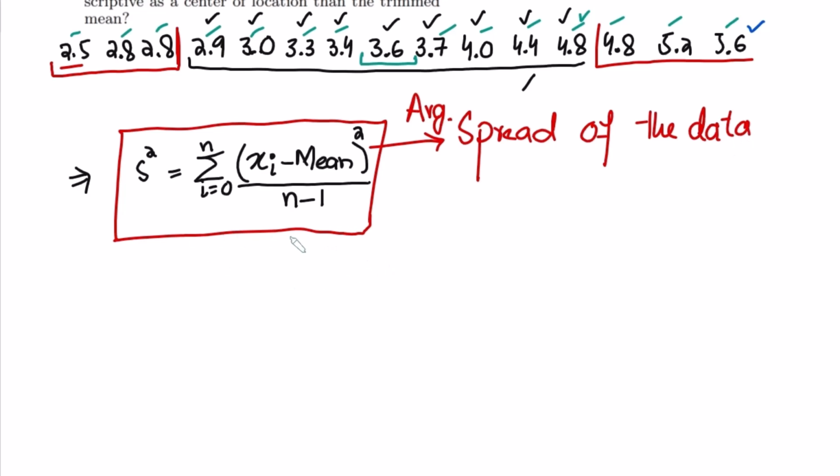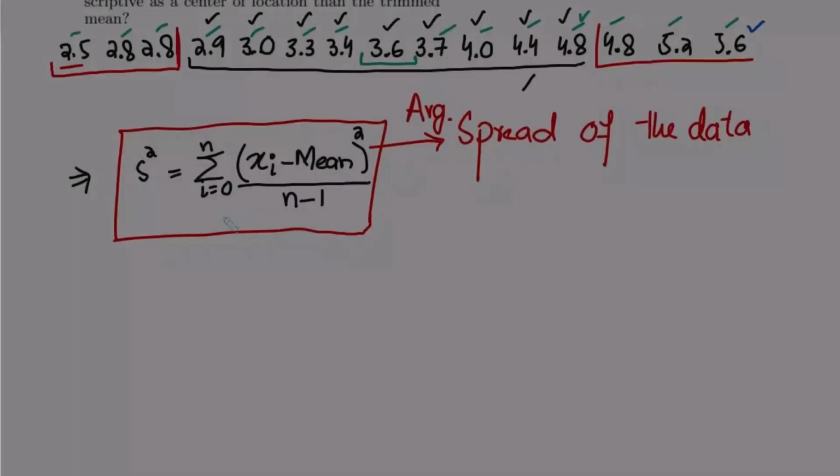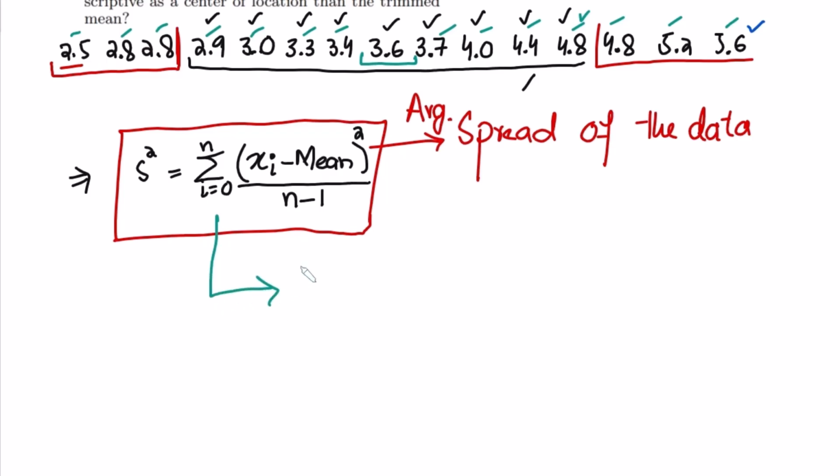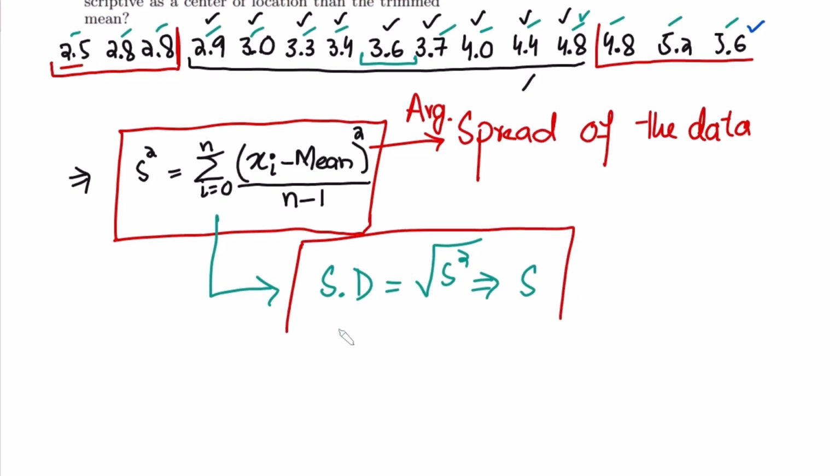Similarly, what if we want to find out the standard deviation? Let me use this color for it. For finding the standard deviation, we have to take the square root of it, and it will ultimately give me S, and this S is the standard deviation. So now for the same data set, we have to find out the variance and standard deviation.